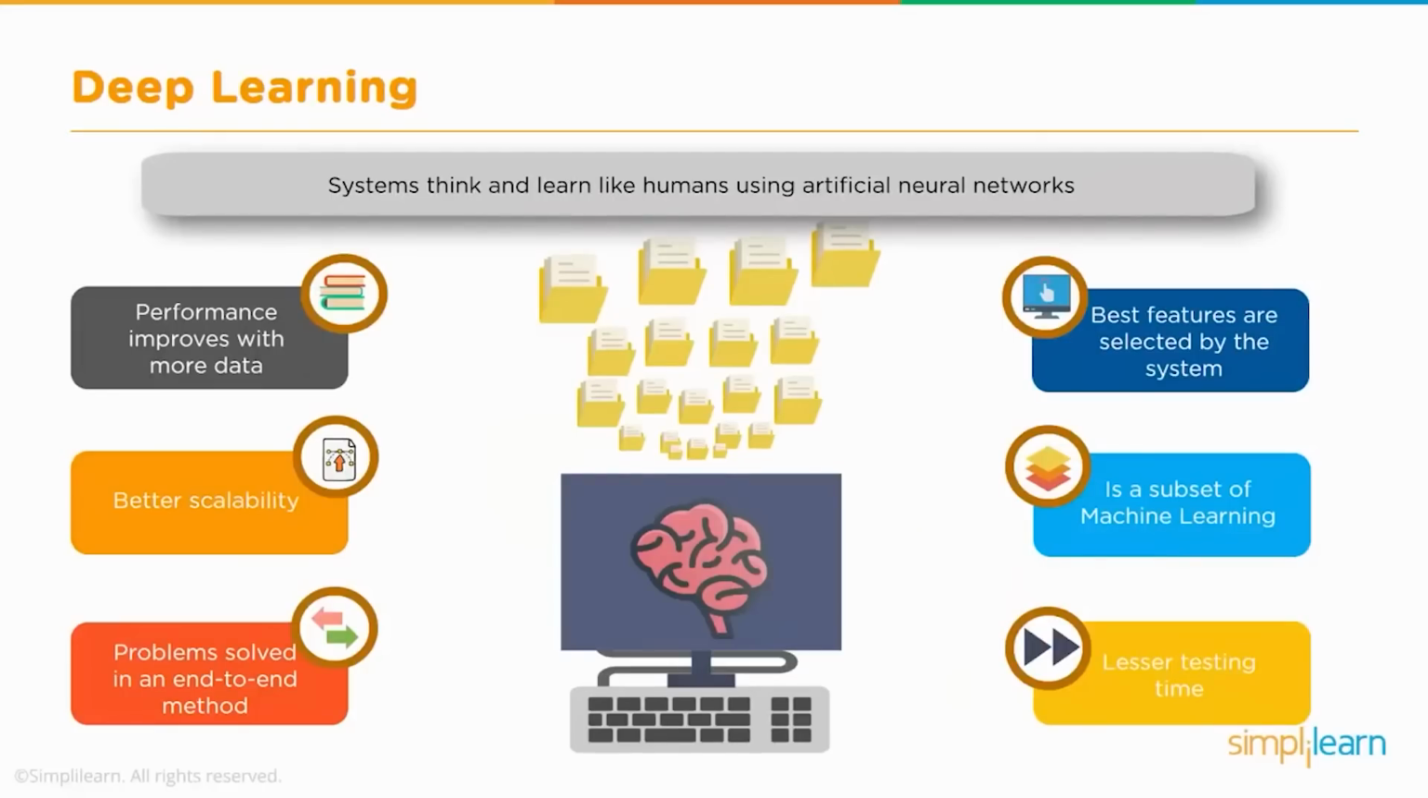And deep learning. Systems think and learn like humans using artificial neural networks. Again, it's like a magic box. Performance improves with more data. So the more data the deep learning gets, the better results it gives you. Scalability, so you can scale it up, you can scale it down, you can increase what you're looking at. Currently, we're limited by the amount of computer processing power as to how big that can get, but that envelope continually gets pushed every day on what it can do.